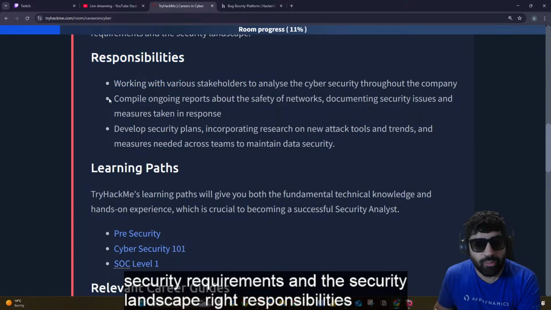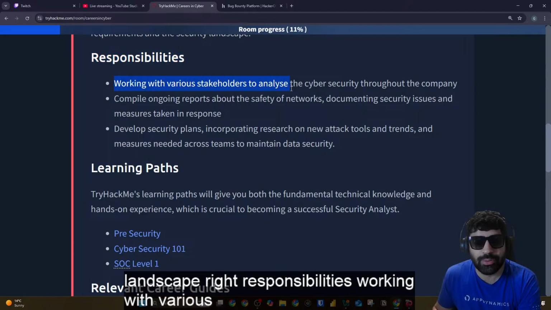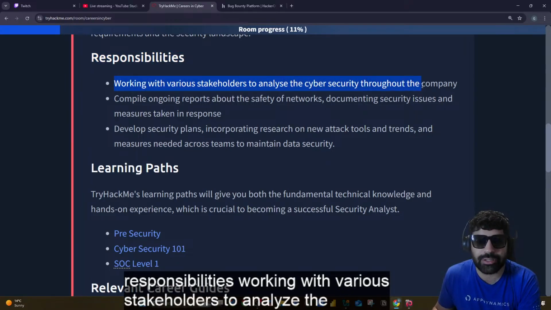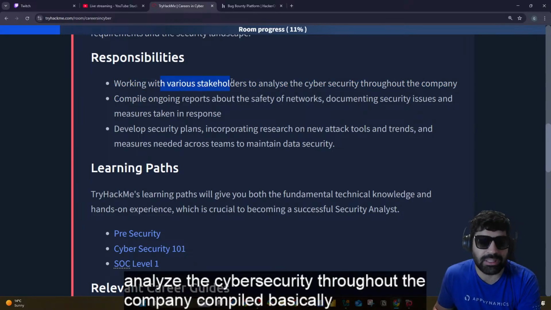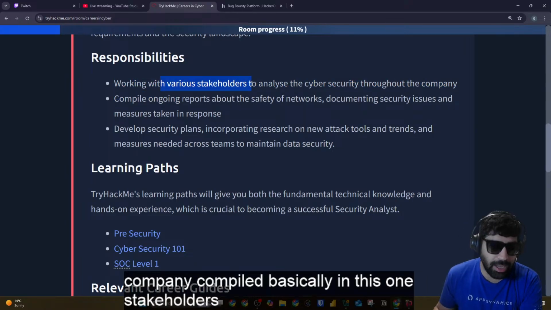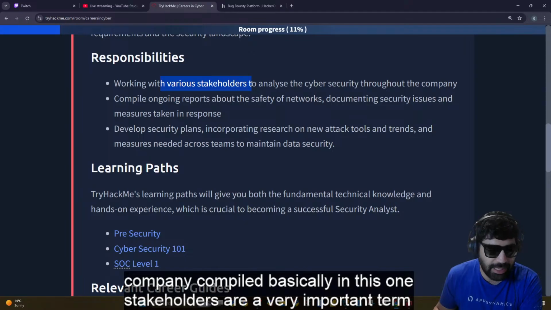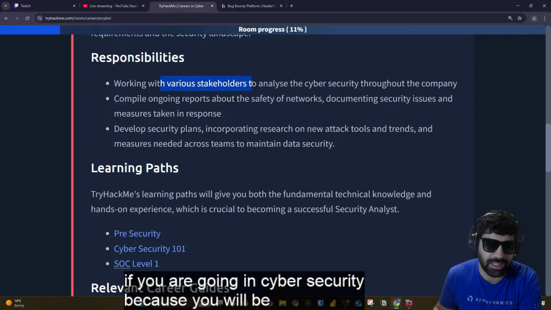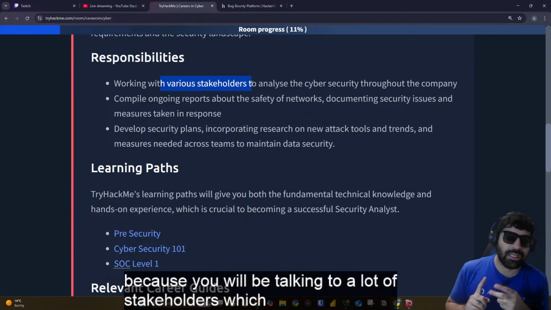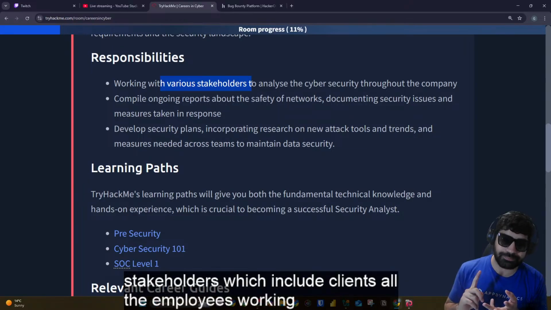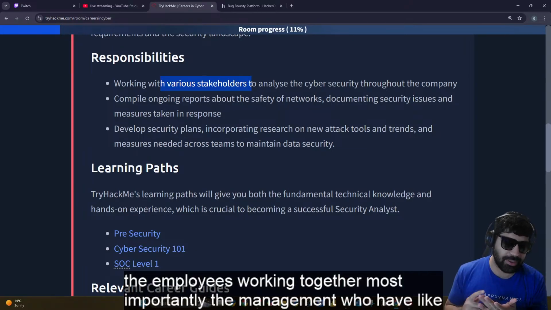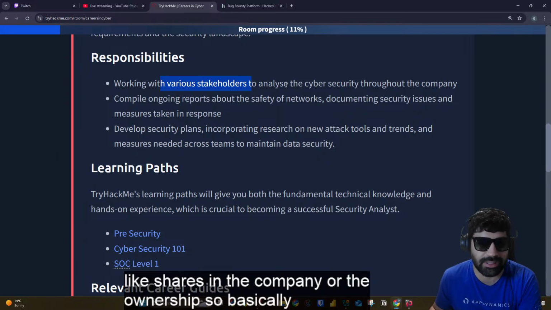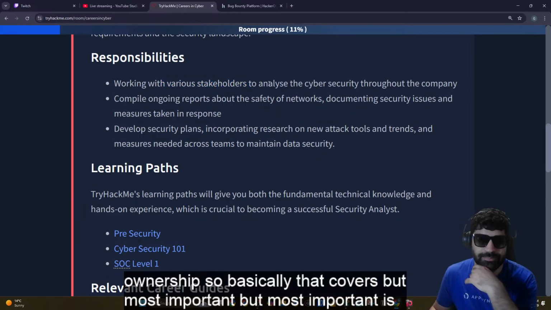Responsibilities: working with various stakeholders to analyze the cybersecurity throughout the company, compile. Basically, in this one, stakeholders are a very important term if you are going into cybersecurity, because you will be talking to a lot of stakeholders, which include clients, all the employees working together, and most importantly, the management who have shares in the company or the ownership. So basically, that covers it. But most important is the management.